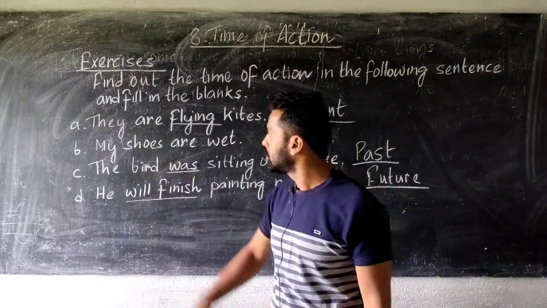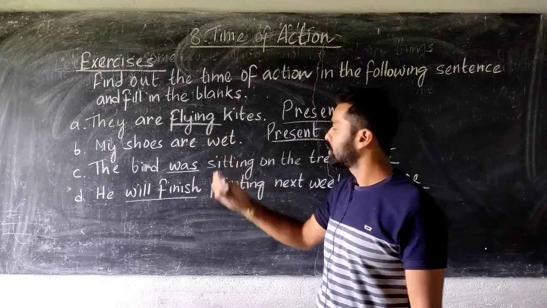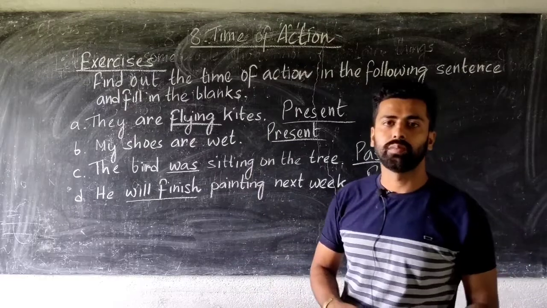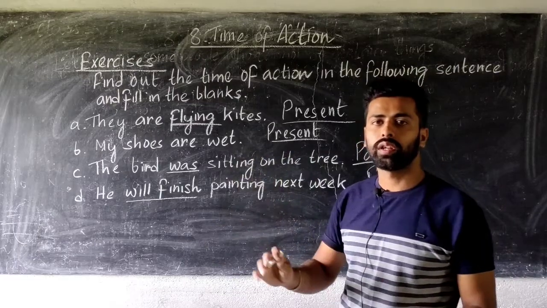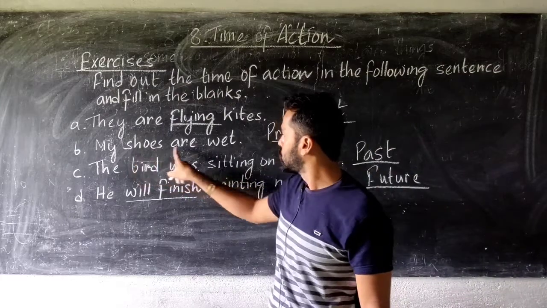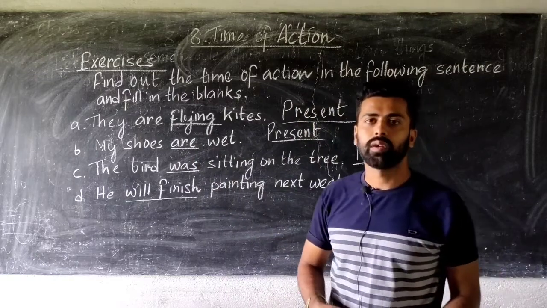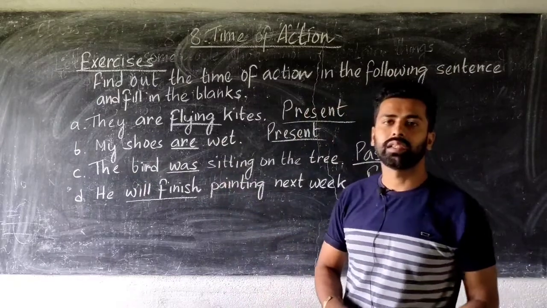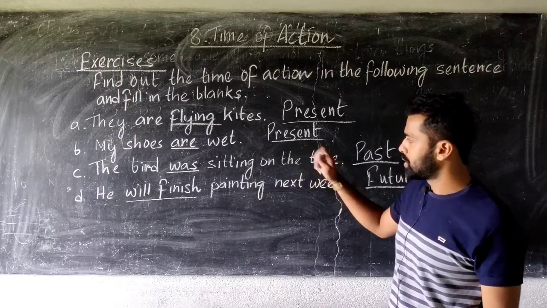The first sentence is, they are flying kites. Here you will find the verb, fly. We have added ing, so this action is being done in the present time. The action is going on. So you have to write present here. Next you see, my shoes are wet. Here are is a helping verb, and this action is also in the present time. So we write present in the blank.